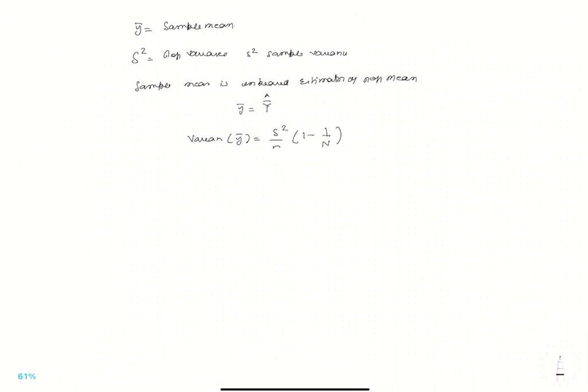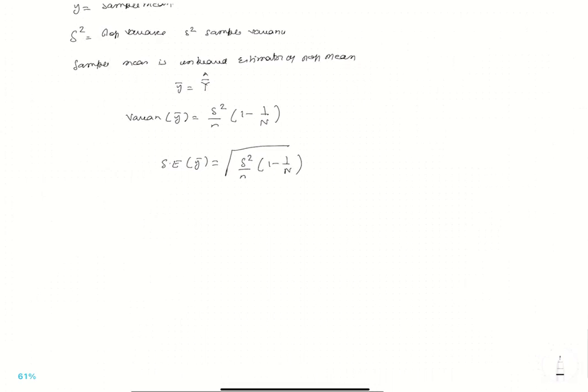So if that is the variance, then the standard error of y bar is just going to be the square root of S square upon n times (1 minus n by N), and its estimator will be small s square upon n times (1 minus n over N).